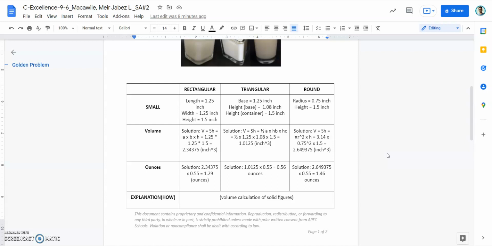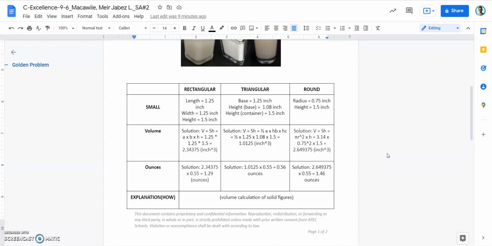Now the first step is rectangular. The length is equal to 1.25 inches. The width is 1.25 inches, and height is equal to 1.5 inches. We need to get the volume. The solution here is volume small is equal to a times b times h, which is 1.25 times 1.25 times 1.5, equal to 2.34375 inches cubed. Now we need to get the ounces. Take the 2.34375 and multiply by 0.55, which is equal to 1.29 ounces.